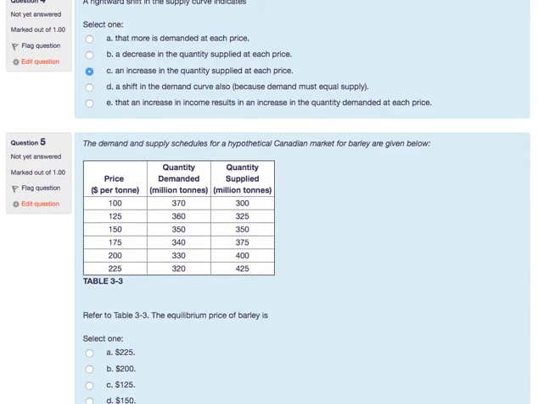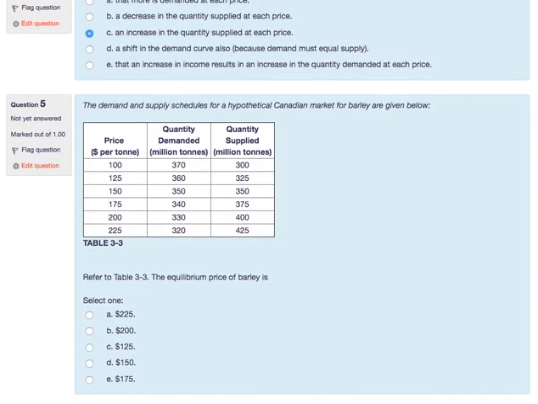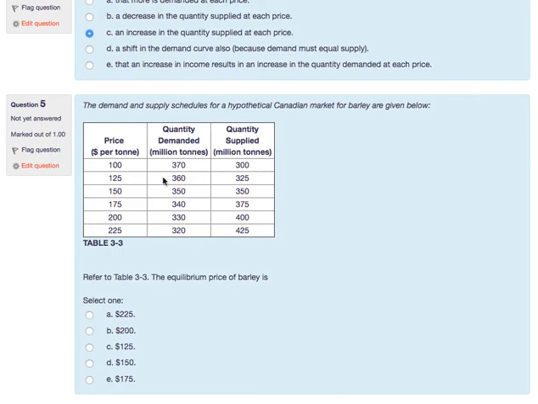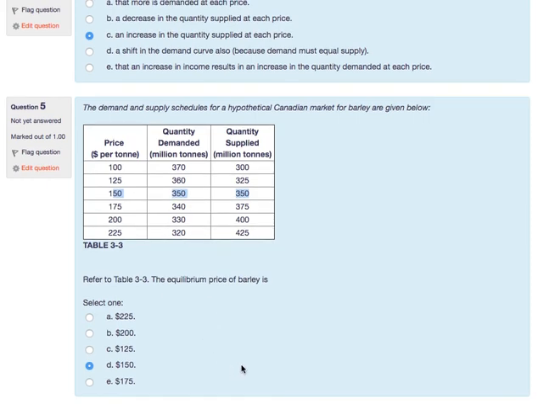Here we have the hypothetical Canadian market for barley. What's the equilibrium price of barley? If you have no price controls or other things that disturb the market, you're always looking in these columns for wherever quantity demanded is equal to quantity supplied. So no, yes, this is the situation. No. So 350, at $150 per ton, would be my equilibrium price for barley in this case. So those are the answers to Chapter 3's practice quiz.